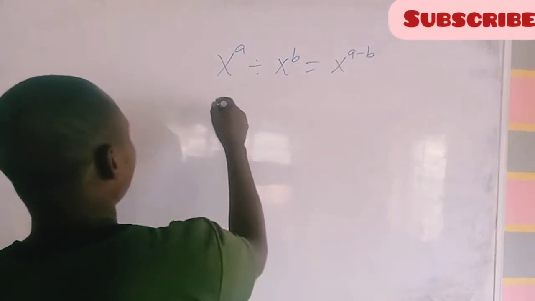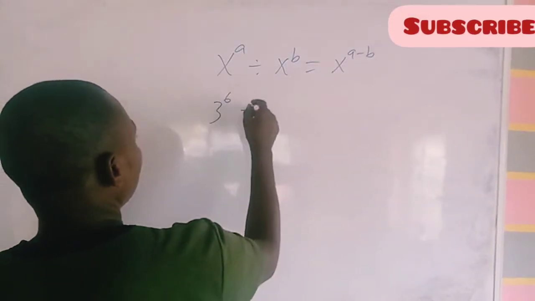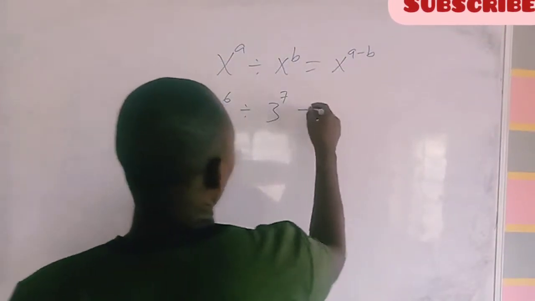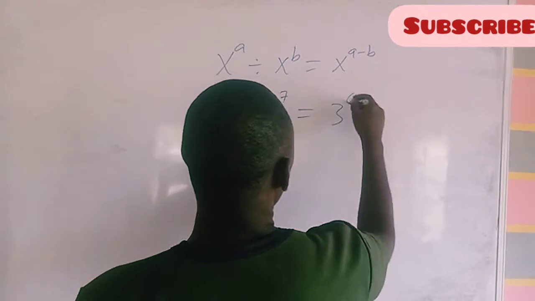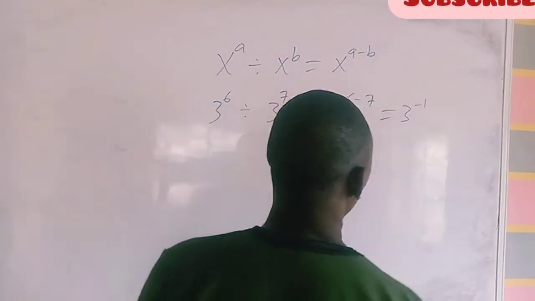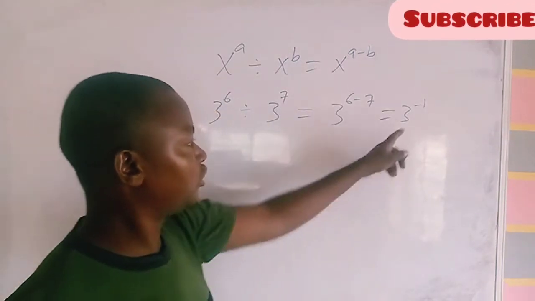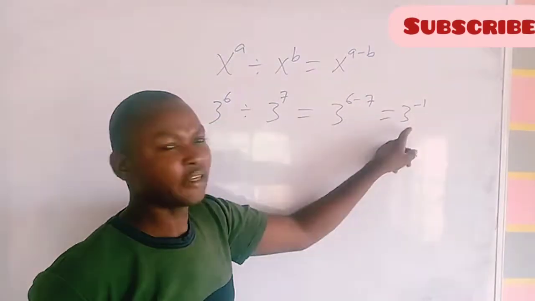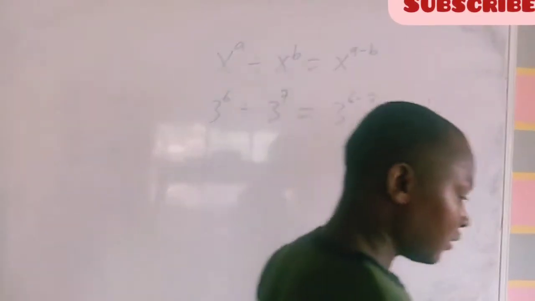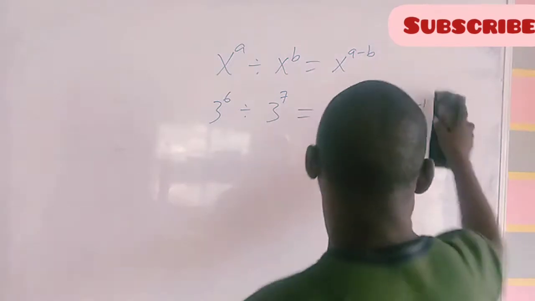Let me give some examples. We have 3 raised to the power 6 divided by 3 raised to the power 7. This is going to give us 3 raised to the power 6 minus 7, which equals 3 raised to the power minus 1. When we get to this rule, I will explain further that we may not be able to leave it this way. So that is the second law.